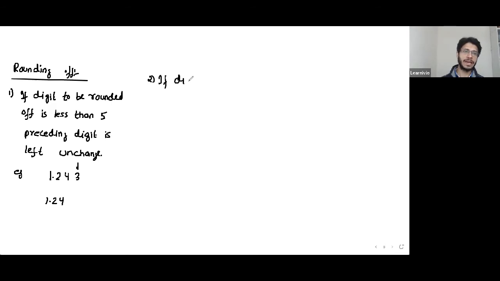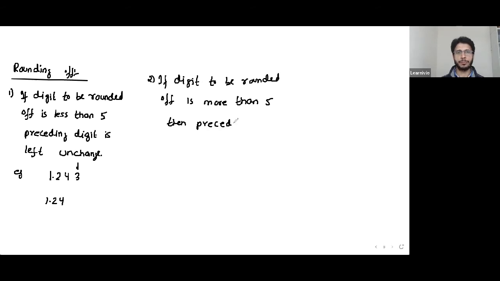If the digit to be rounded off is more than 5, then the preceding digit is raised by 1. For example, in the same example, instead of 1.243, I give you 1.246. The 6 is greater than 5. The preceding digit is raised by 1. This is 1.25 now.